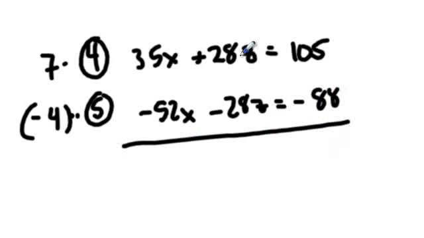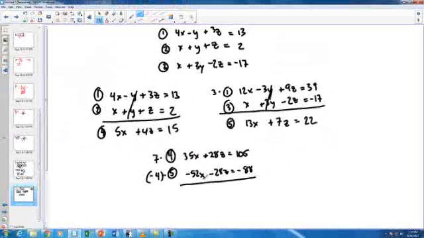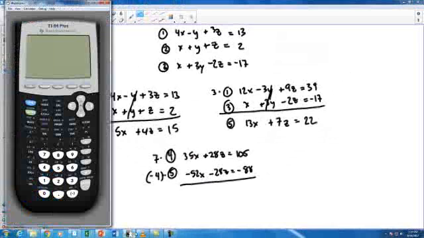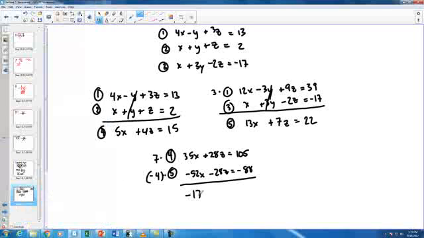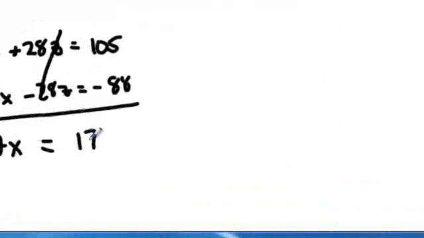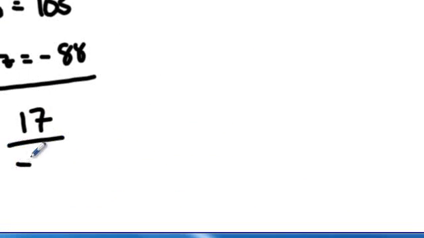I'm telling you right now, I sure hope this doesn't mess up and blow up in my face, but I'm going to grab my calculator and hopefully all the numbers are working for me. I've got a 35, and I've got to subtract 52 because it's negative 52. That's a negative 17x. My z's cancel. And 105 minus 88, sure enough, is 17. I divide by negative 17, and x is equal to negative 1.